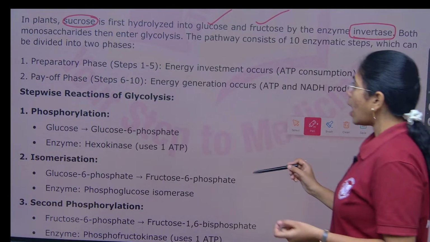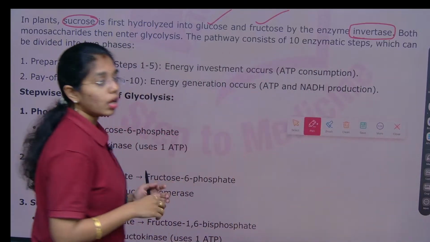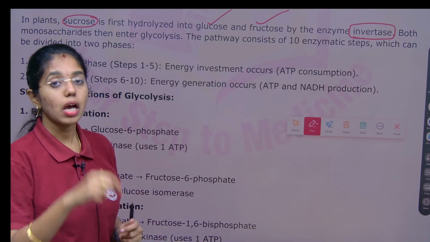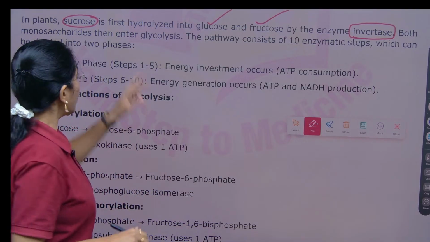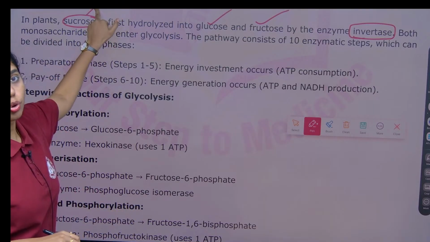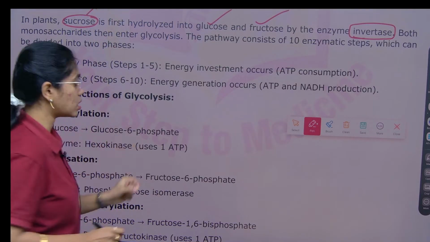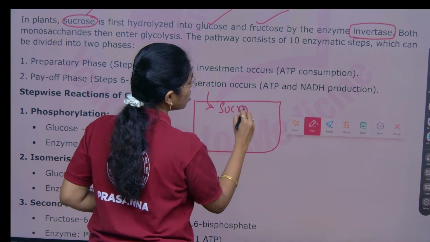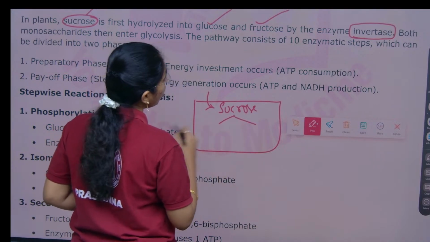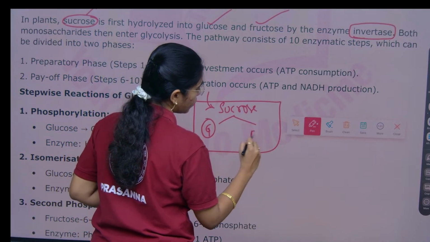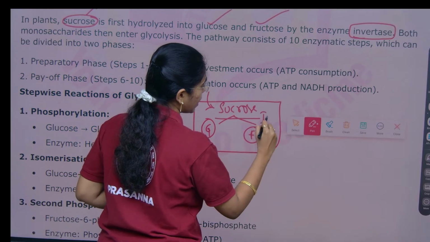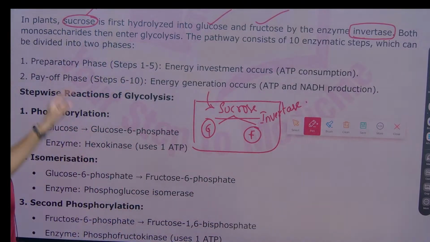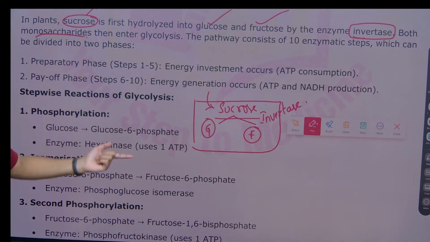Glycolysis. We know that food is stored in the form of glycogen in animal cells and starch in plant cells. But for the transport of sugar, it will be transported in the form of sucrose. Once sucrose enters the cell, it is cleaved to glucose and fructose by the enzyme invertase. Fine, this is by the enzyme invertase. Both monosaccharides then enter into glycolysis.